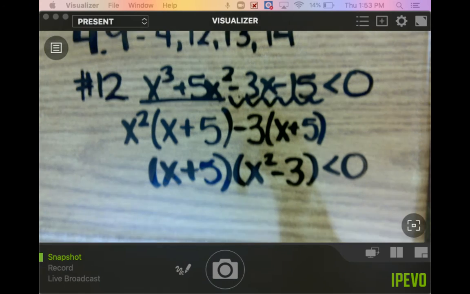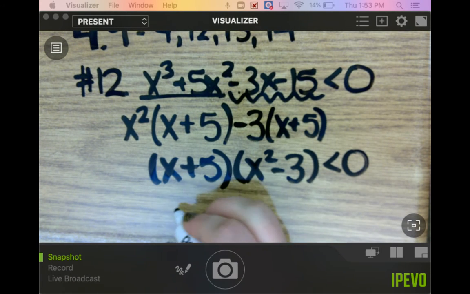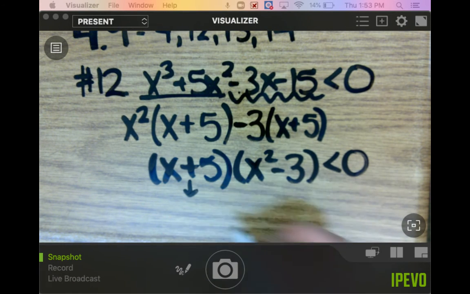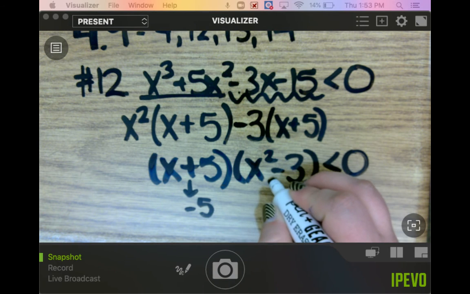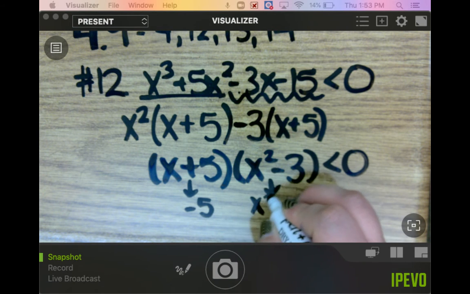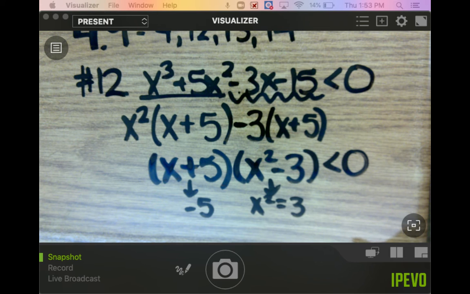Then you need to find the zeros from here. It's always going to be the opposite. So this one's going to be -5. And this one is going to be x squared equals 3. So I have to do the square root on both sides. And whenever you do the square root on both sides, you need to add the plus and minus.